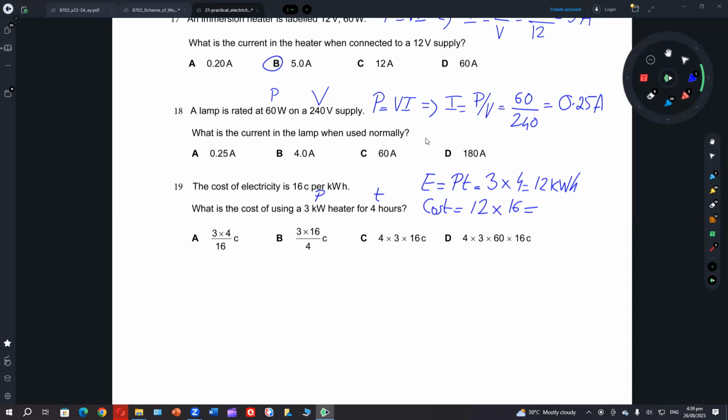See the options which are coming up here. Look at this working. C is the correct answer. Yes, C is the right answer. Good.